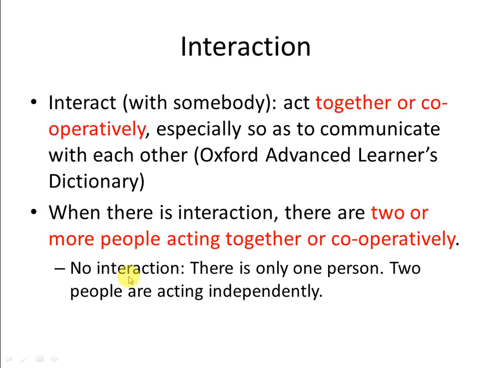And if there is no interaction, maybe there is only one person. And even if there are two people and they are not acting together, they are acting independently, then in that case there is no interaction. Okay? So this is the general definition of the word interaction.